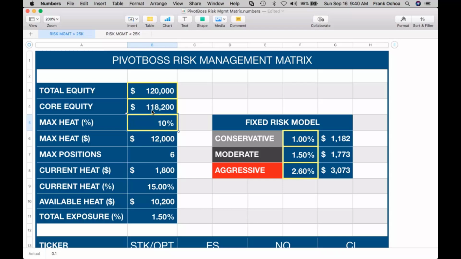That gives us 115.2. So let's put that here, 115,200. And now you can see that we now have $4,800 at risk. That's 40% of the max available heat that we can put at risk. The available heat left is 7,200.